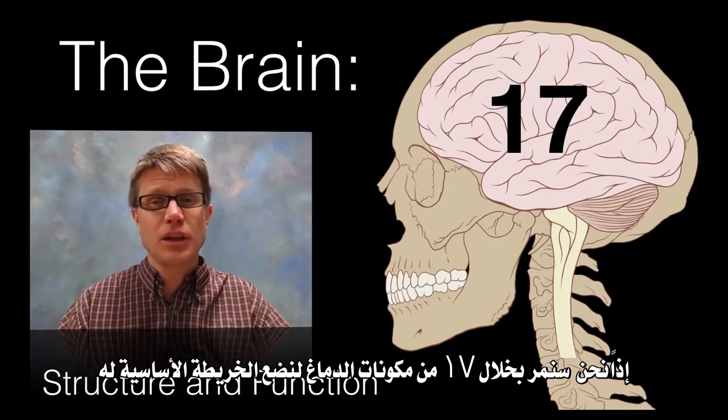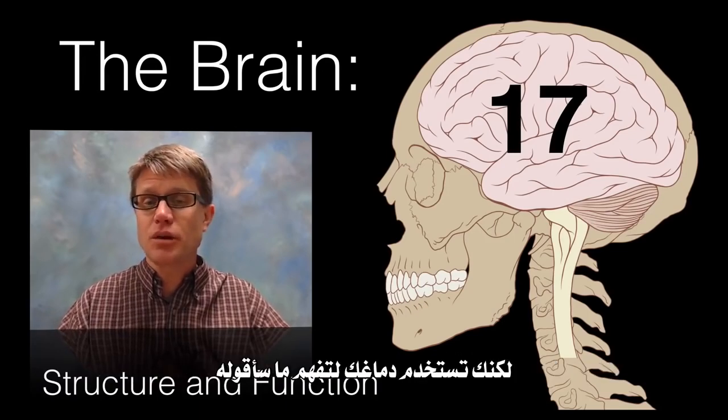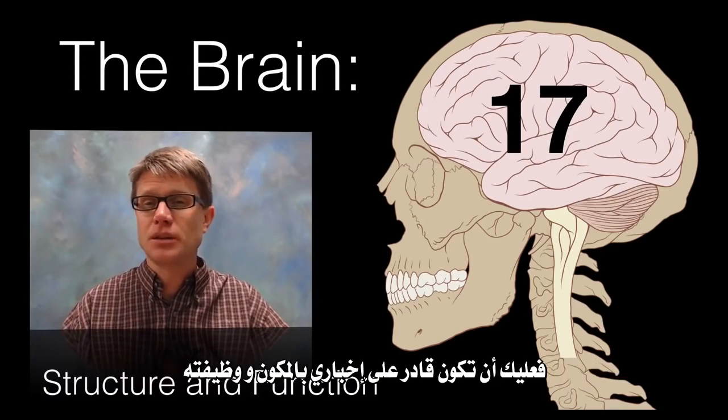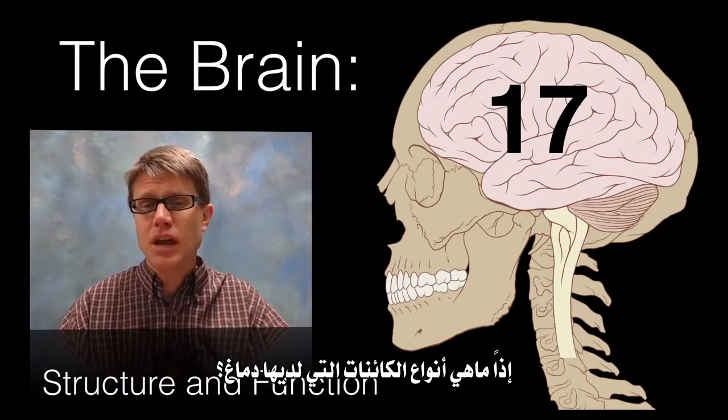kind of lay out the basic plan of the brain, but you're using your brain to process it. And if you do a good job when we get to the end and I review all the parts, you should be able to tell me what their structure is and what their function is. And so what type of organisms have brains?